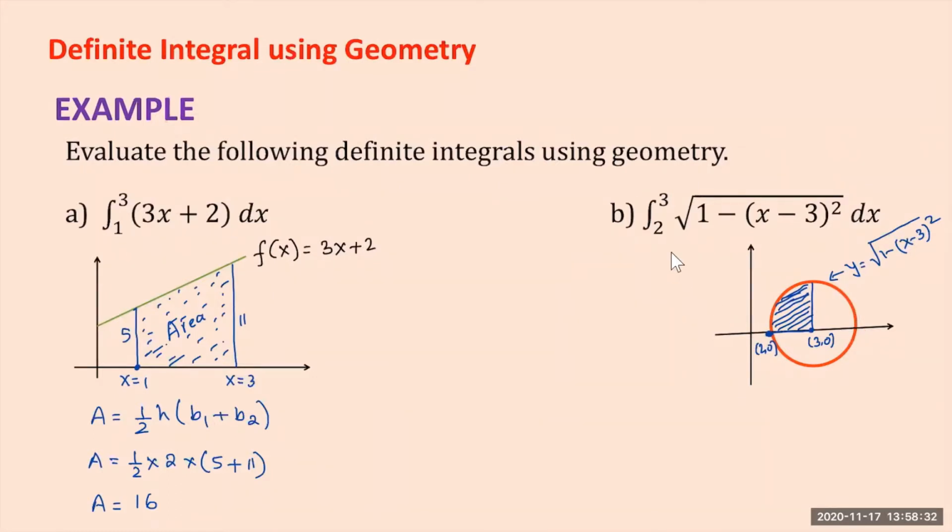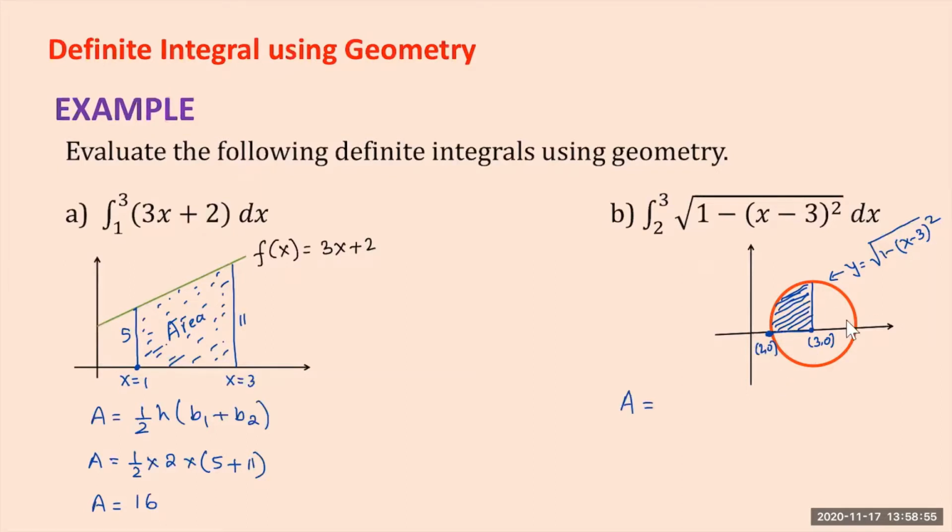And then we are supposed to integrate from 2 up to 3. So 2 is here, 3 is at the center. So we are integrating from x equal to 2 up to x equal to 3. That will be a quarter circle. So the meaning of that is the value of this definite integral will be 1/4 of the area of this circle. So that area represents the value of the definite integral.